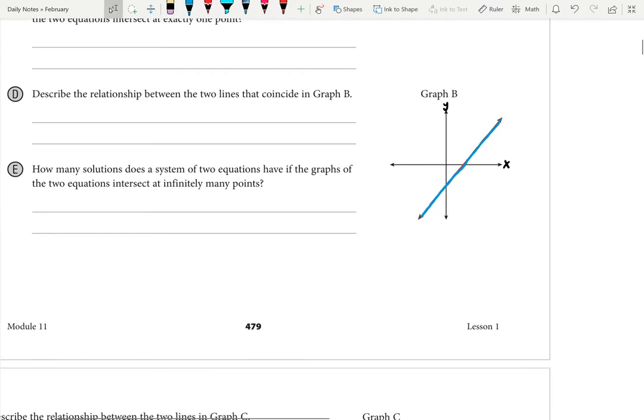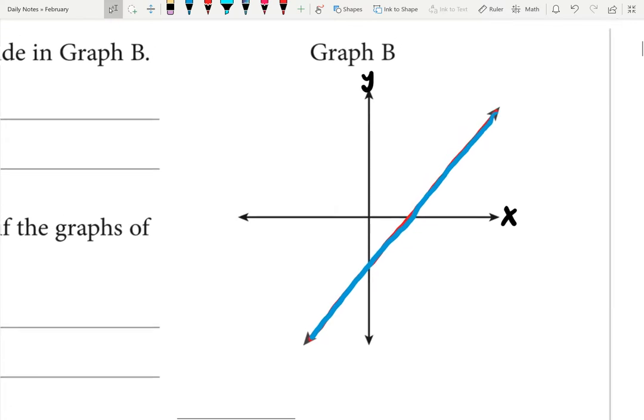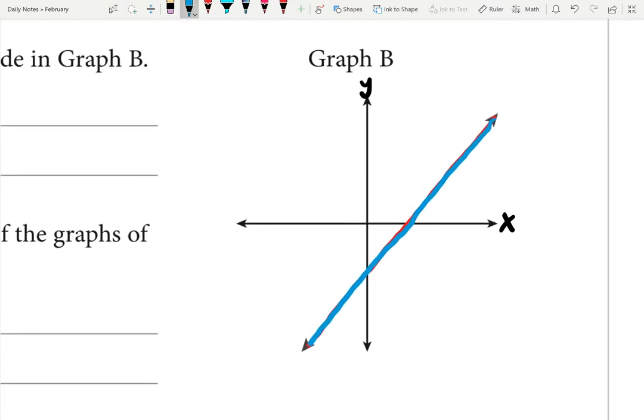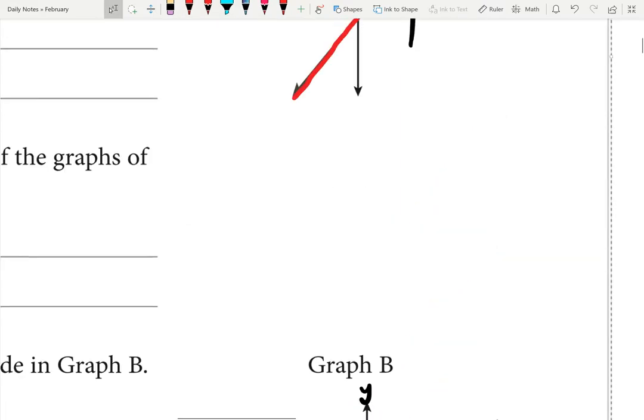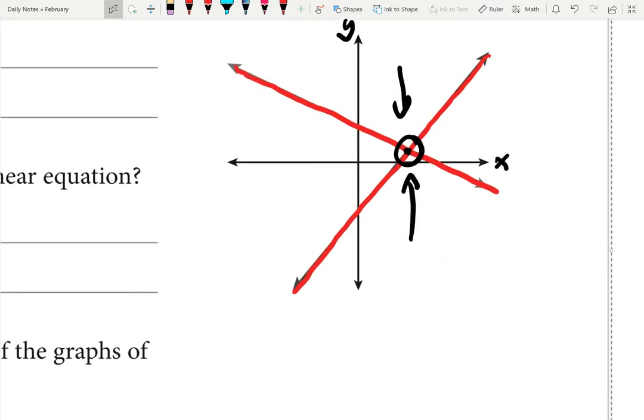Okay, how many solutions does a system of two equations have if the graphs of the two equations intersect at infinitely many points? Well, keep in mind, a solution to a system is the point where the two lines cross, where they meet.